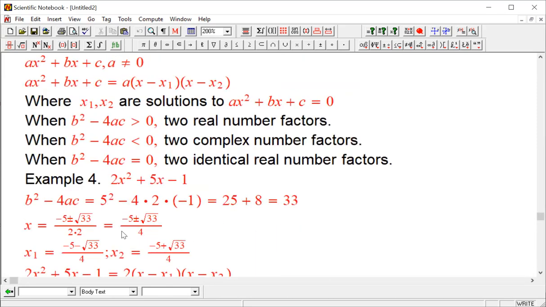And once again, to summarize, b squared minus 4ac. And this is consistent with what we have always studied about quadratics.